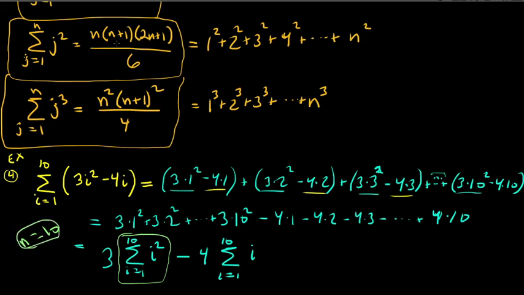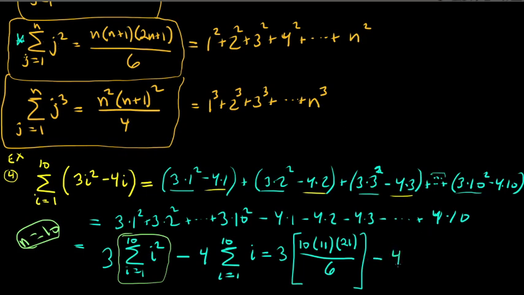So using the formula, this is going to be, well, don't forget the 3 on the outside. There's going to be a 3 on the outside. And then this sum will be 10 times 10 plus 1 is 11, times 2n plus 1. 2 times 10 is 20, and then 20 plus 1 is 21, all divided by 6. So that's what you get when you apply this formula up here for the I squareds, or J squareds.